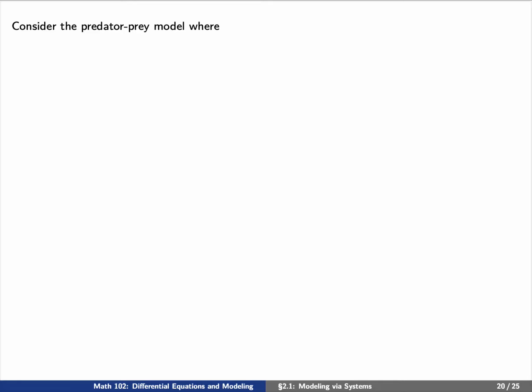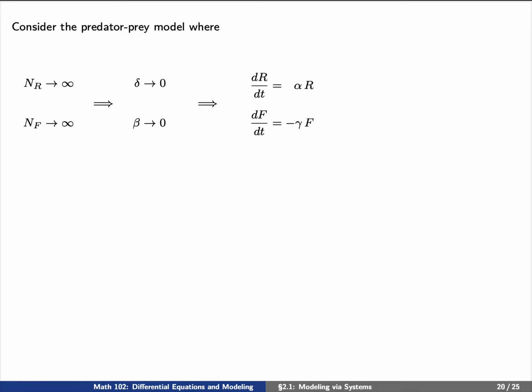Let's consider the predator-prey model where we're going to assume n sub r goes to infinity and n sub f also goes to infinity. Remember that n sub r is this boundary point that tells us that if the number of rabbits is larger than this, then the number of foxes will increase. Whereas if the number of rabbits is less than this, then the number of foxes will decrease. This is the same thing in our equations as setting delta to 0 and beta to 0, which means that we have two first-order differential equations. dr/dt equals alpha times r, and df/dt equals negative gamma times f.